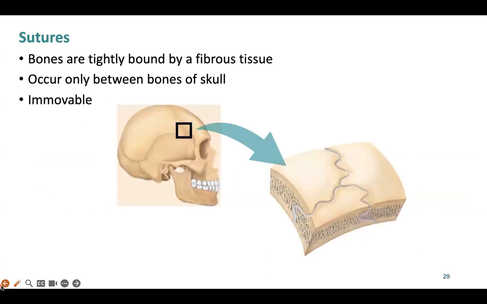First, let's see sutures. Sutures are found only in the skull. As you see here, the bones are attached by a very short fibrous tissue, so sutures are immovable. Gradually, after middle age, even this fibrous tissue will ossify and be replaced by bone.